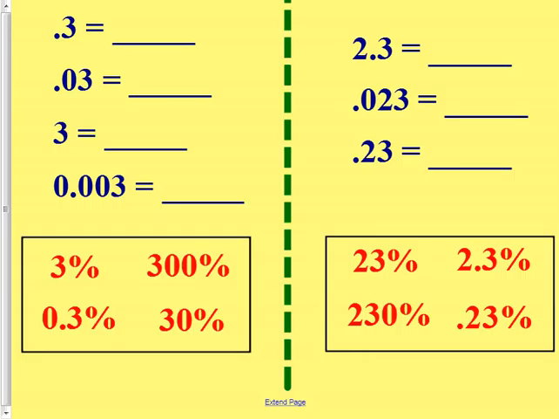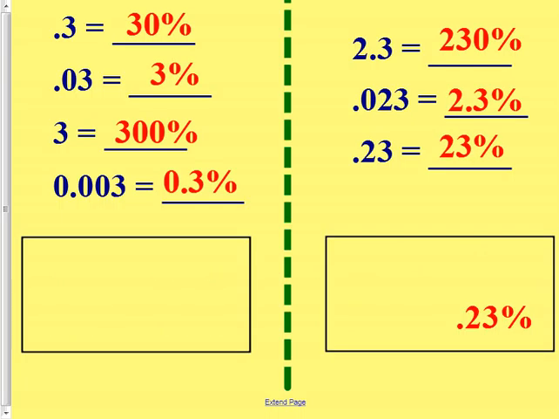All right, now that you've had a chance to try it, let's see if you were correct. Here are what your correct answers should be. Again, every time you change a decimal to a percent, you're moving your decimal 2 places to the right.